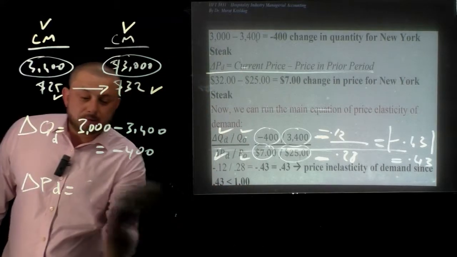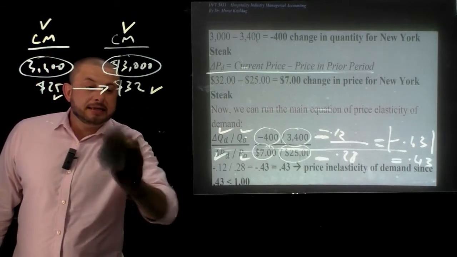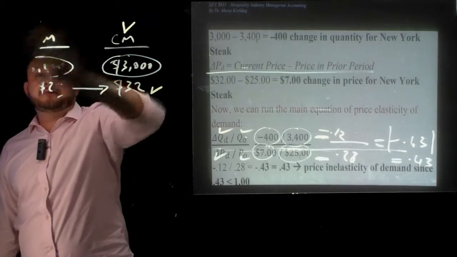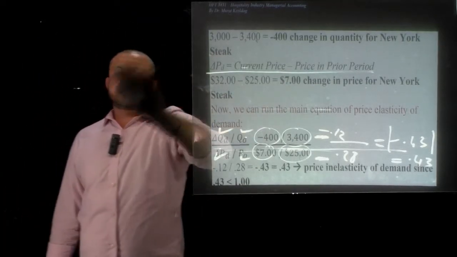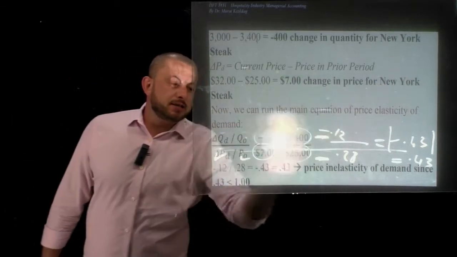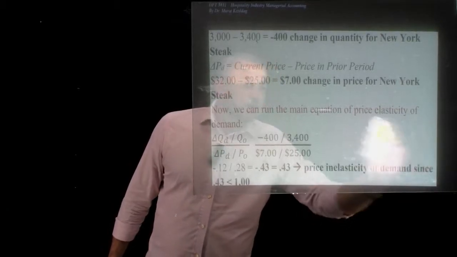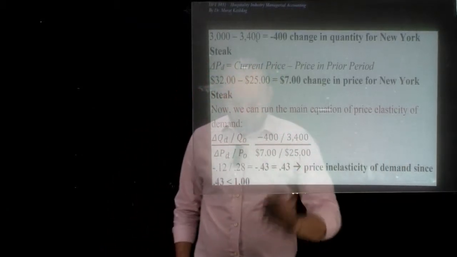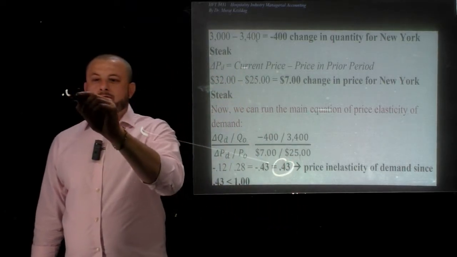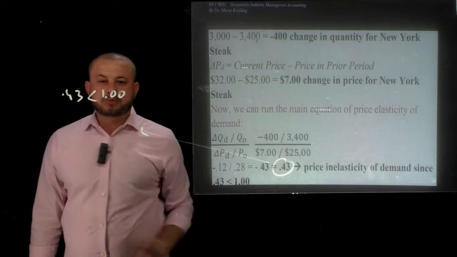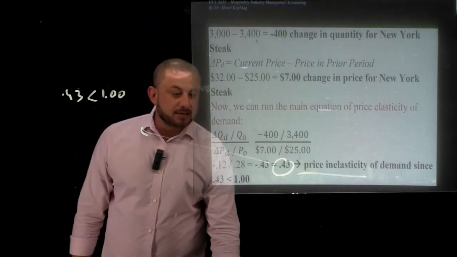We will be able to interpret that number, because 0.43 by itself doesn't make sense and doesn't serve our purpose. We would like to understand the elasticity or inelasticity of our product. Okay, guys, clearly you can see that 0.43 is less than the absolute value of 1. Therefore, we have price inelasticity.